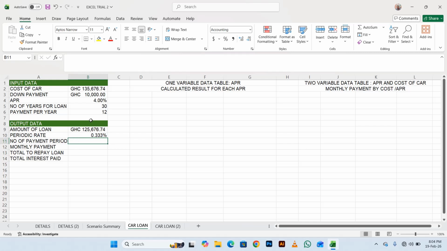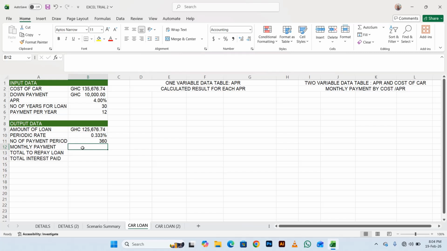Just as previously, they are saying we will pay 12 times in a year, and you'll be paying it for 30 years. So you multiply this by this. By now, you should be used to this. I believe you're okay with this one too. So the number of periods should not be in Ghana cedis. It should be in numbers, and the number of payments should be in decimal.